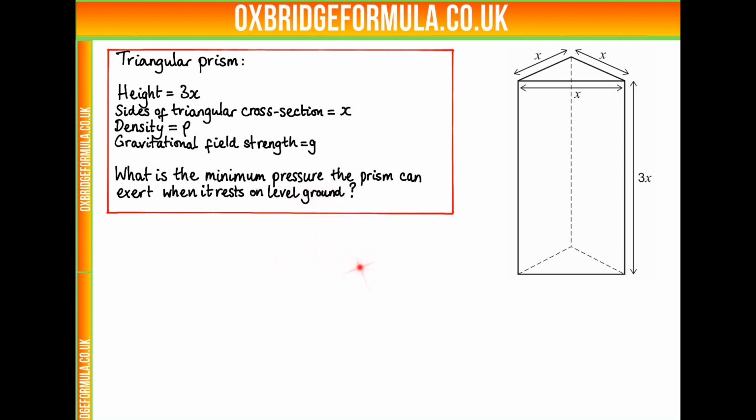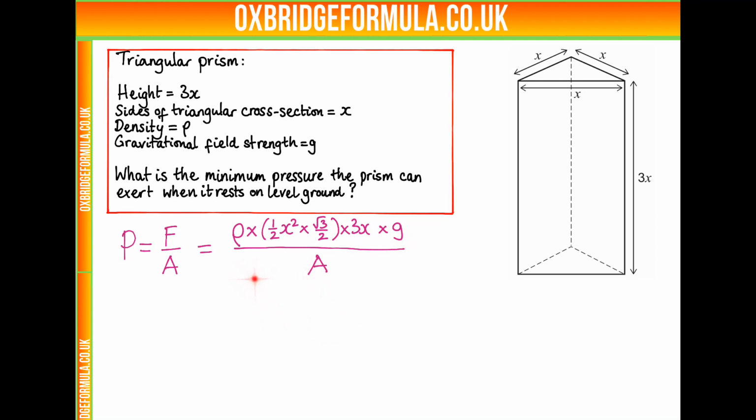So the first thing we should think of when we think of pressure is force over area. But what force are we going to be on about when the prism is resting on level ground? Well, this is obviously going to be its weight. So mass times gravity, and the mass is density times volume, which is why they've given us all these parts. So density times cross-sectional area, so half ab sine C, I've used here, times the length, 3x, times g, divided by the area, gives us our pressure.